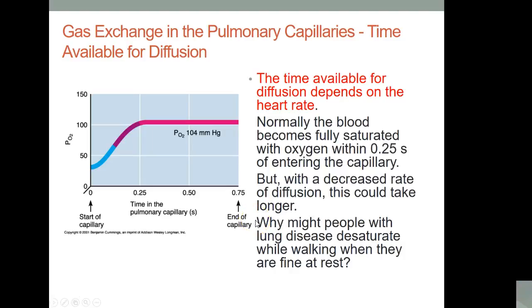So when I used to work at National Jewish many years ago, one of the things we did with pulmonary patients is a 6-minute walk test to see if they had enough oxygen. And so these patients could be totally fine at rest, but as soon as they started walking, their saturations went down. And the answer to that question, why they might desaturate while walking when they're fine at rest, is because that increases their heart rate and their demand for oxygen.